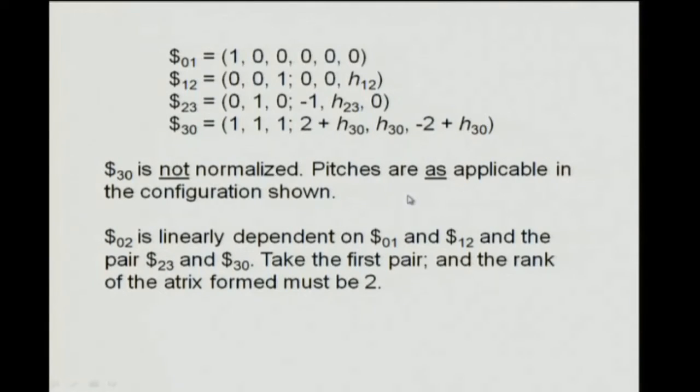Now, here comes the stuff that we were doing. If I take a pair like the twists $02, $01 and $12, there are 3 indices and I am just rotating them, so I can make 3 combinations. So $02, $01 and $12 must be linearly dependent. And similarly, $02, $23 and $30.